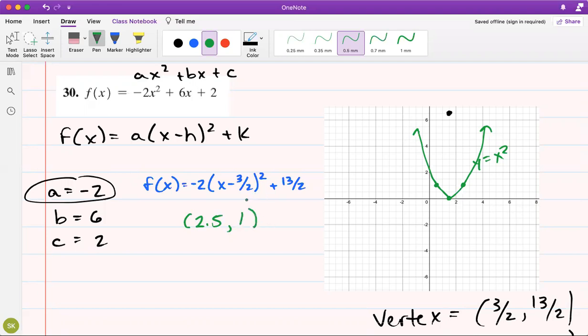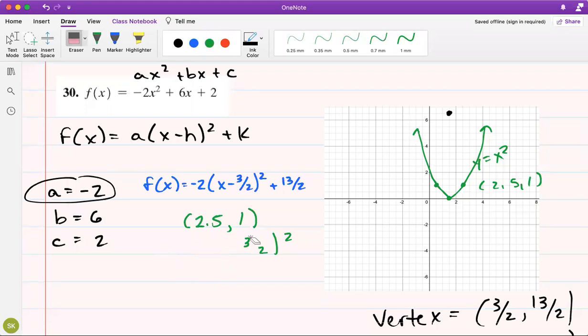And we can check this. We can plug this point into y is equal to x minus 3 over 2 squared and see if we get 1. So this is 5 over 2. 2.5 is the same thing as 5 over 2. If you subtract 3 over 2, that's 2 over 2, which is 1, and square it, you get 1. So this is the point here, 2.5 comma 1.